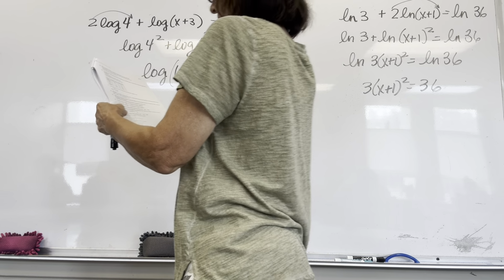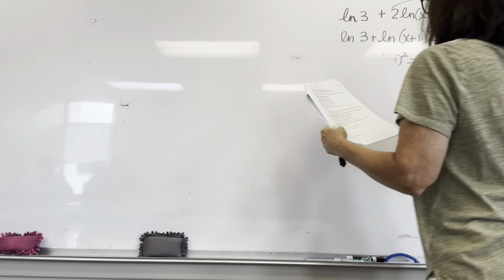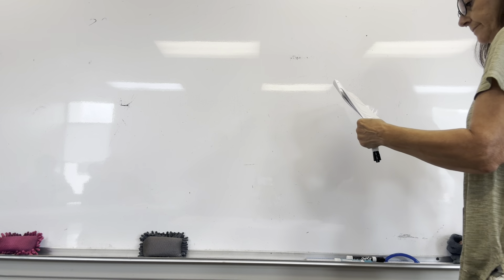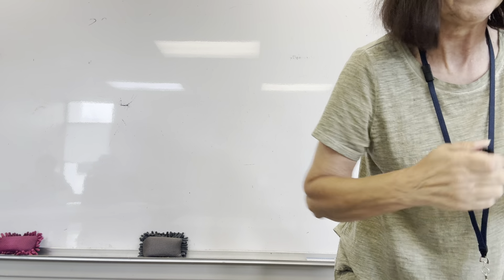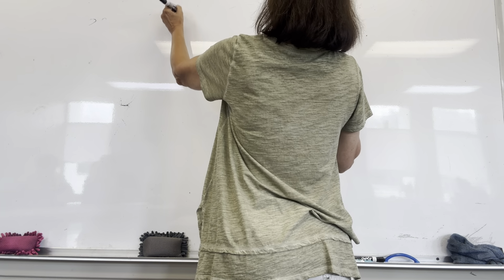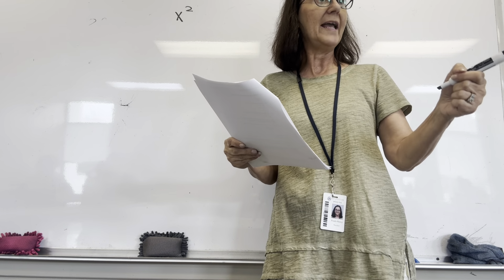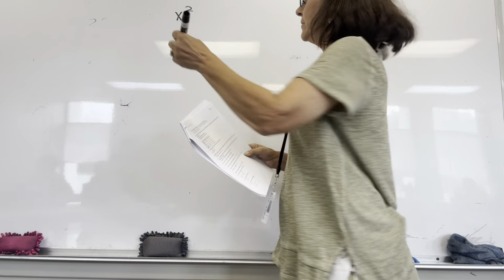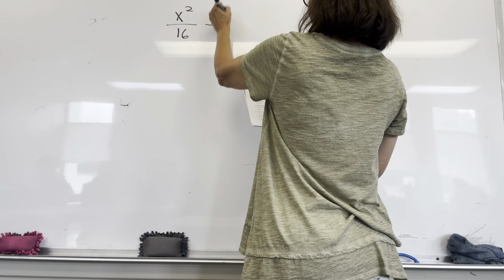Find the equation of a hyperbola centered at the origin. So it's just x squared and y squared, nothing added or subtracted to it, that satisfies the given conditions. We have x-intercepts. What does that tell you? If it intercepts the x-axis, that's our major axis. That's our a value. So it's going to be x squared over 16. It's a hyperbola.